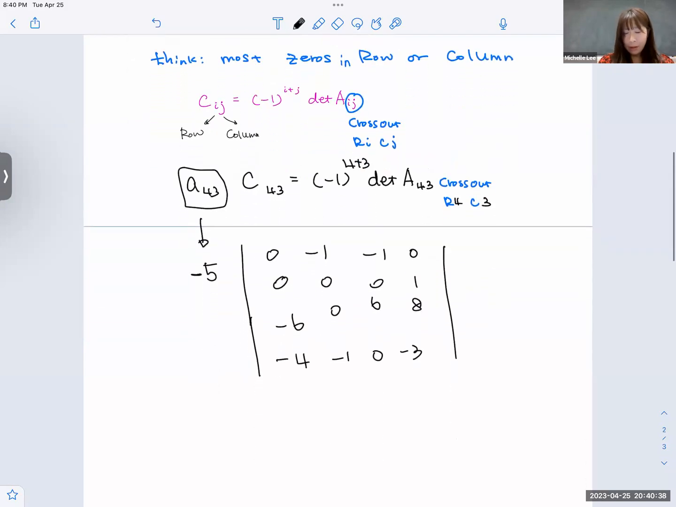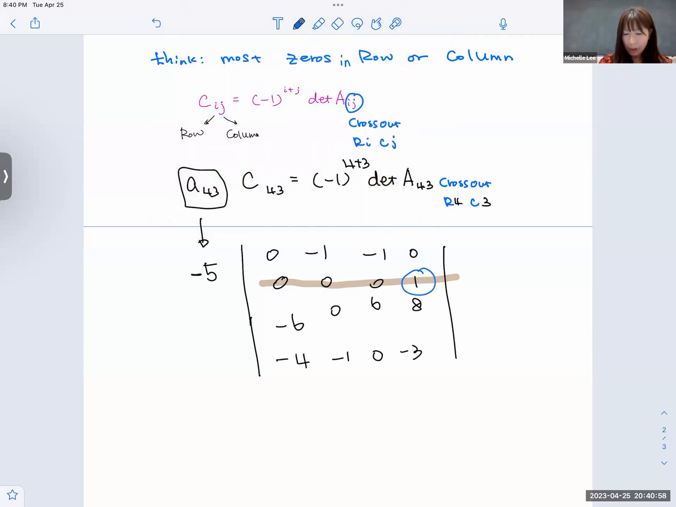Okay, all right. Now, let's take a look. Most are 0 again, right? So row number 2 has the most zeros. So let's take a look at this one. And the one that is non-zero is the 1 there.